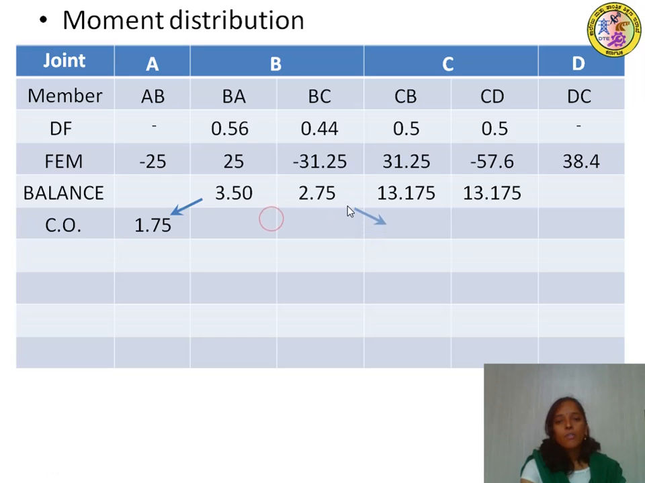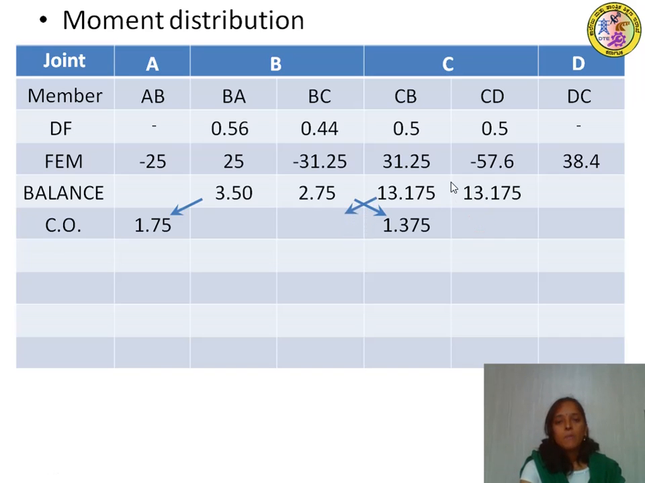Next, for member BC, CB will be the far end, so half of this moment will be carried by member CB. Half of 2.75 is 1.375. In the same fashion, we have applied 26.35 kilonewton meter at joint C. That moment is distributed among the members CB and CD, and it will induce the carryover moment at the far ends. For member CB, BC will be the far end, and for member CD, DC will be the far end.